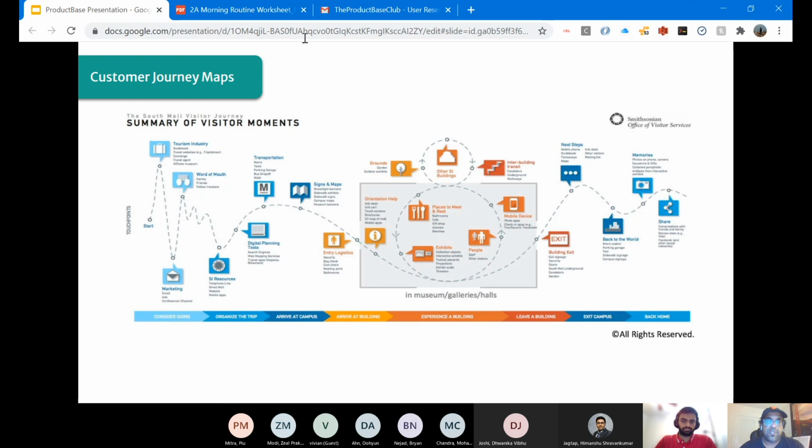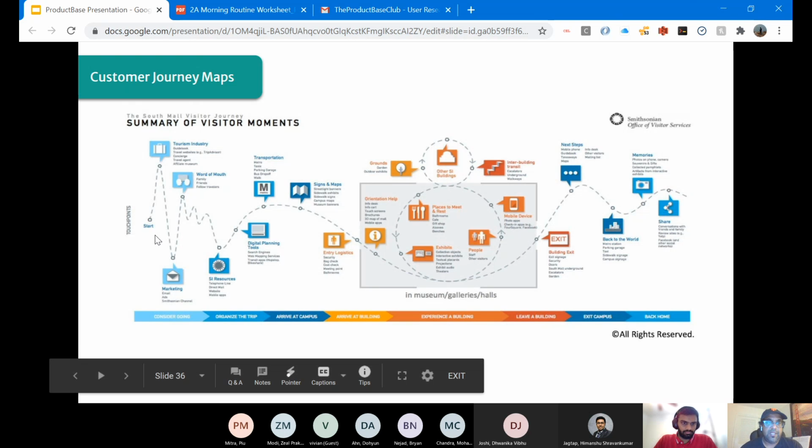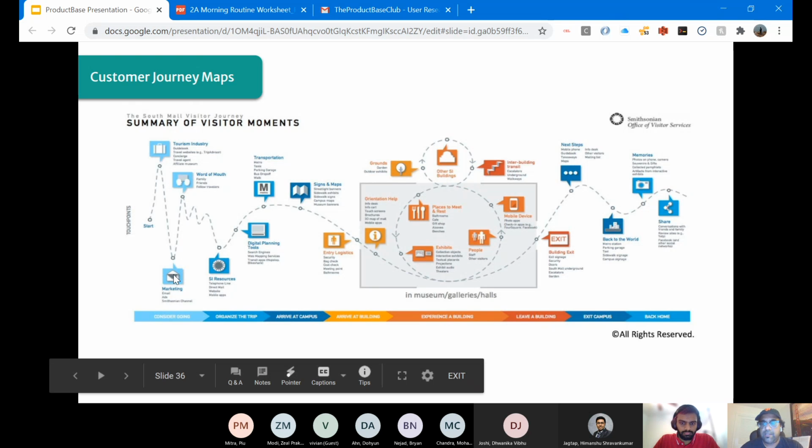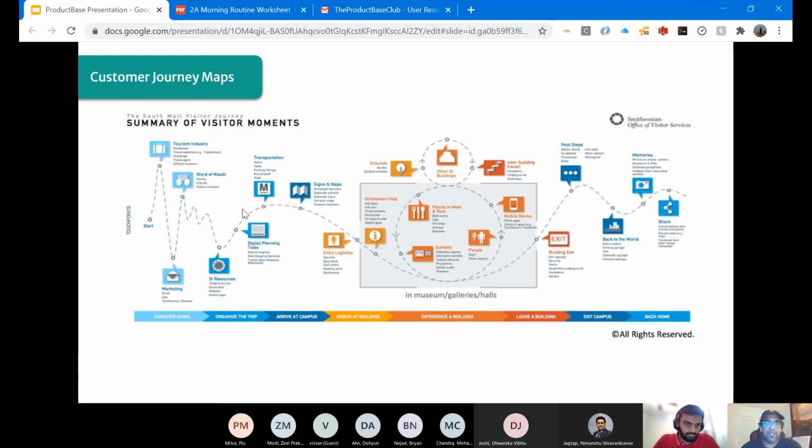So these are all the things. If you think about the museum-going experience, from the time you start thinking, okay, I want to go to DC and start visiting these museums, you have the tourism industry where you need the guidebooks to understand what museums are there. You're speaking to your friends and family, the word of mouth experience. You're seeing ads for the Smithsonian, and then you're finding out which bus or train to take to the museum, finding all the signs and the maps.